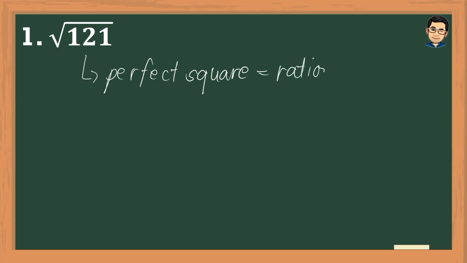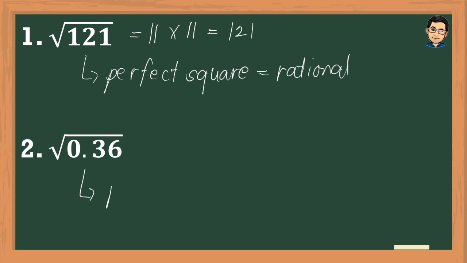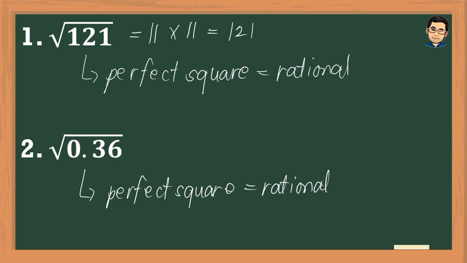So by the way, what is the square root of 121? That is 11. So if we multiply 11 by 11, the answer is 121. Next, the square root of 0.36 or 36 hundredths. So this is also a perfect square. So again, since this is a perfect square, rational po siya. The square root of 0.36 is 0.6. So if we multiply 0.6 by 0.6, the answer is 0.36.